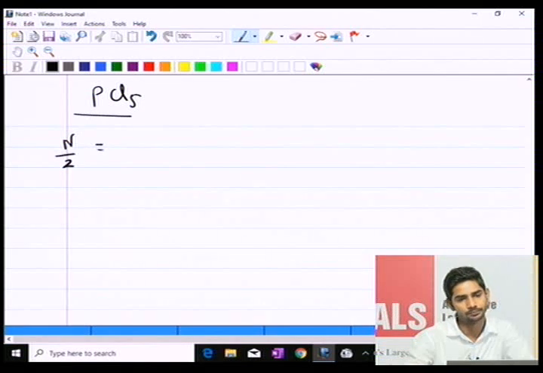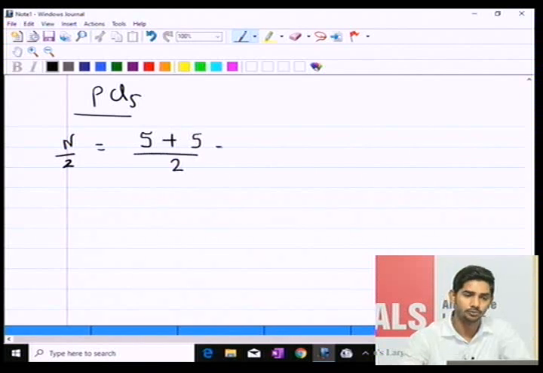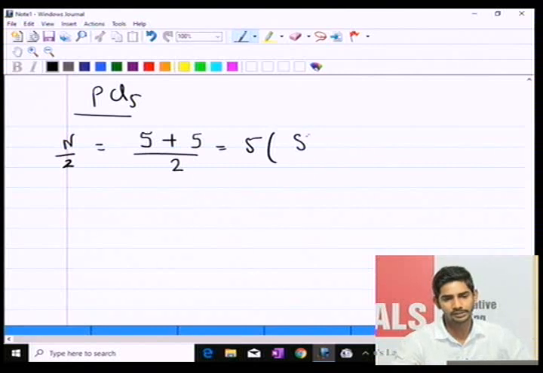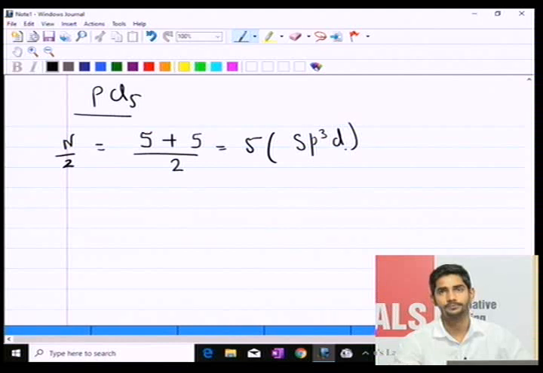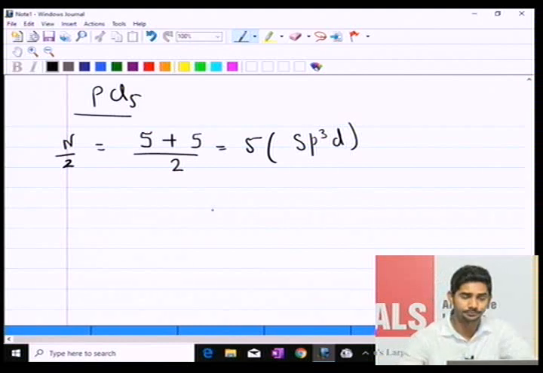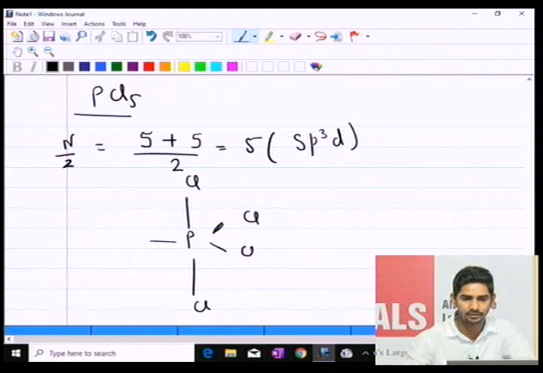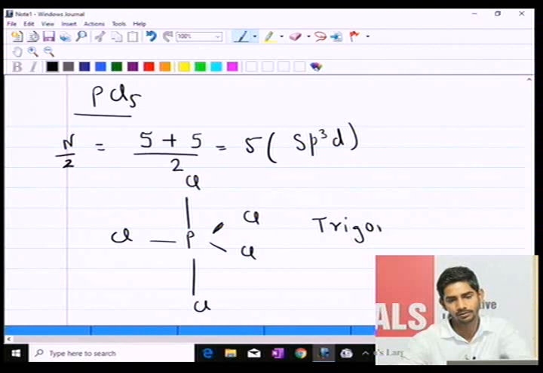Calculate the n by 2. Phosphorus is the central atom, which has 5 valence electrons, plus 5 other atoms. So the answer would be 5. So if I talk about the hybridization, guys, you can simply check and say it is sp3d. Now let's draw its shape. Cl, Cl, Cl, Cl. And the name of the shape is trigonal bipyramidal.